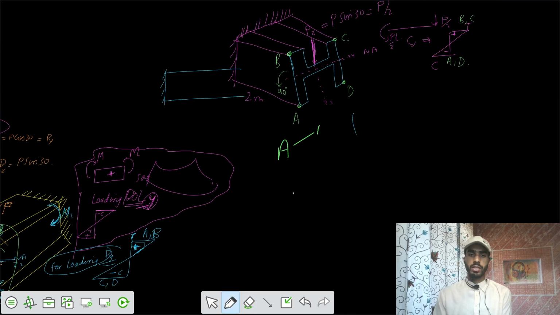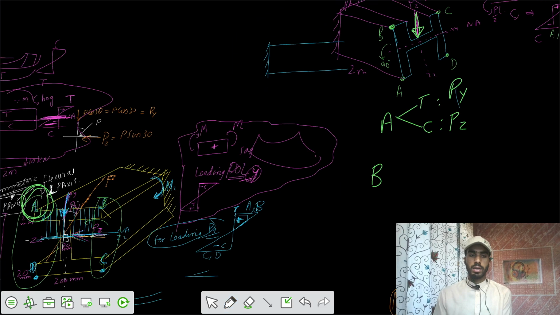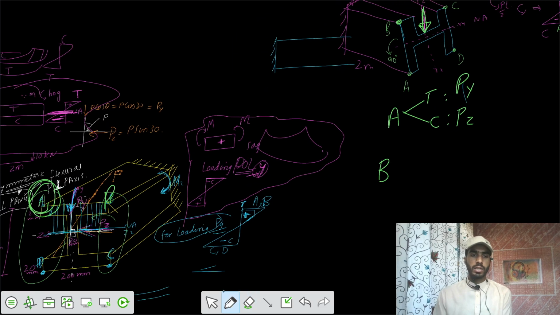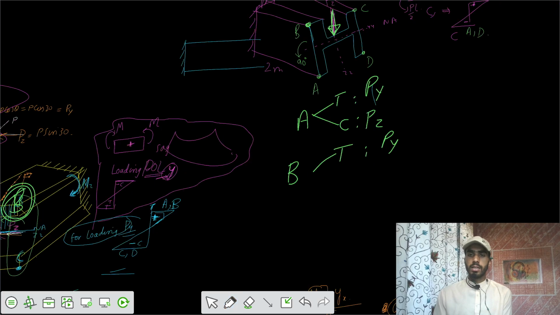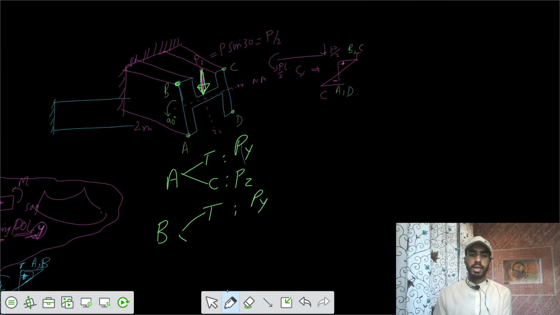A is having tension and A is having compression, but in the case of loading Y and in the case of loading Z, the loading was in the Z direction. And similarly your B is having tension for loading Y, and B is also having tension again for the loading Z.